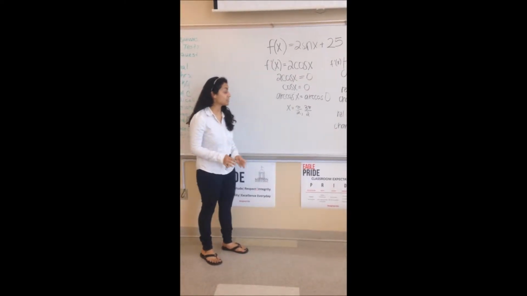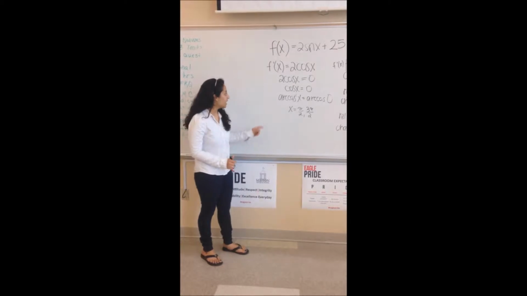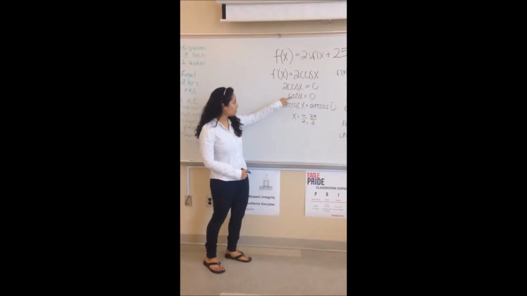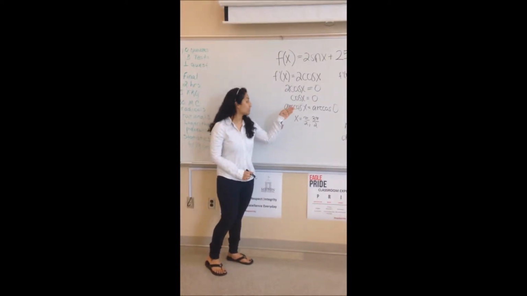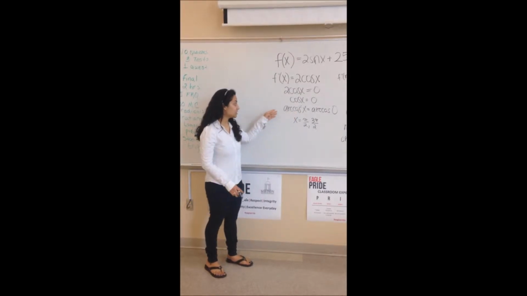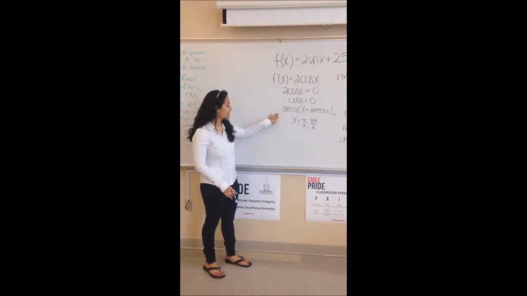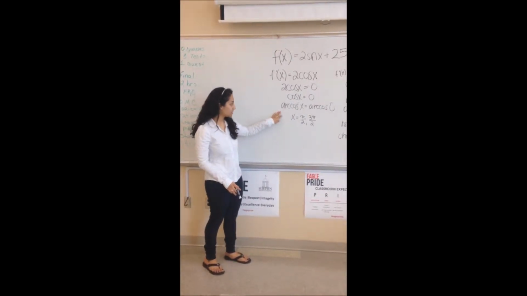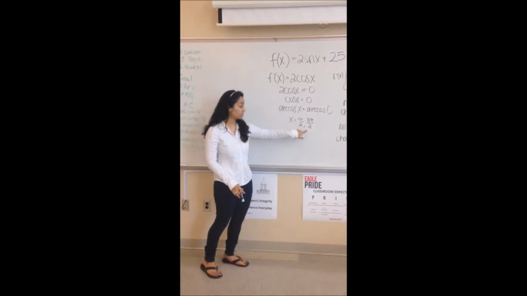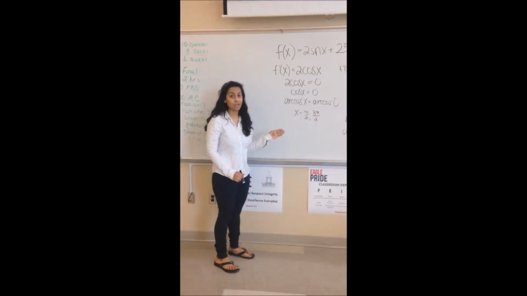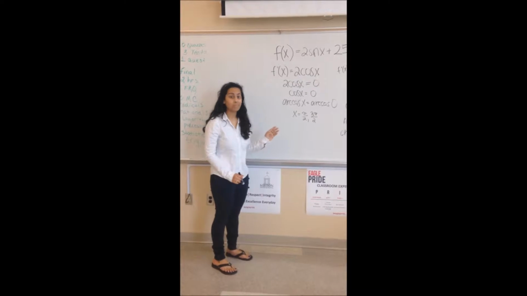Next, we have to set it equal to 0 to find our critical values. When you divide by 2, you still get cosine x equals 0. Then you have to take the arc cosine of both sides, and you're left with the values pi over 2 and 3 pi over 2, because that is where cosine equals 0.